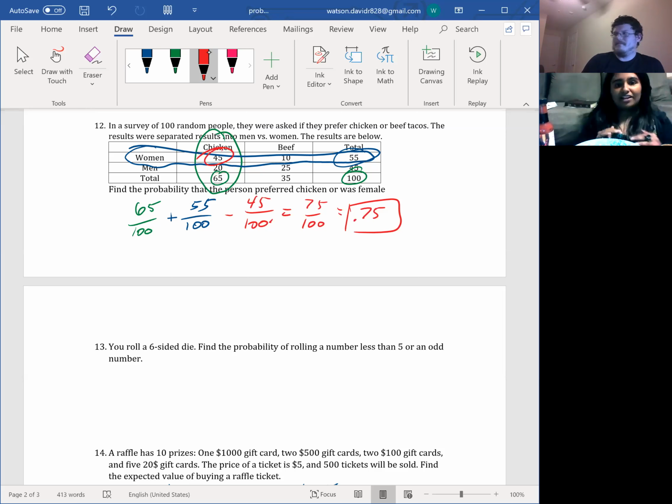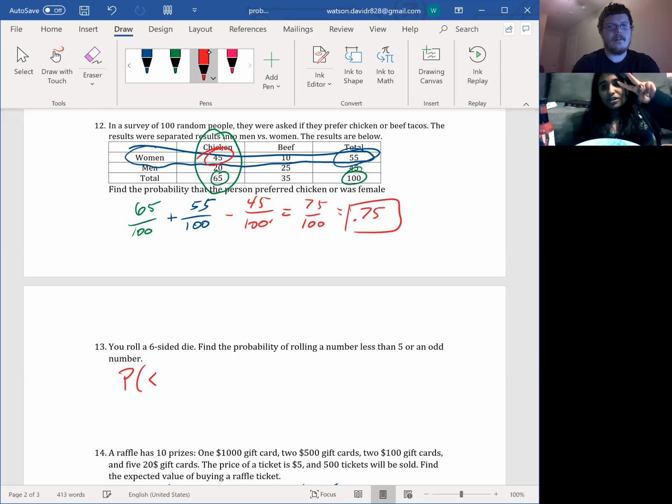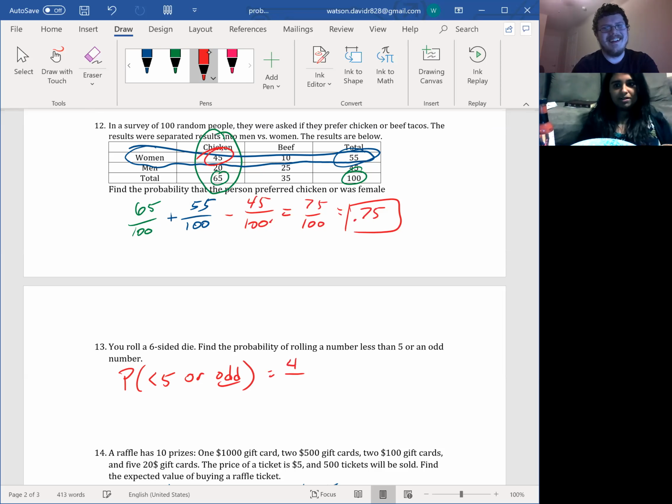Okay. You roll a 6 die, right? Find the probability of rolling a number less than 5 or odd. Okay. How many numbers are less than 5? 1, 2, 3, 4. 4 numbers are less than 5. Okay. Or means plus. There are how many odd numbers? 1, 3, 5.